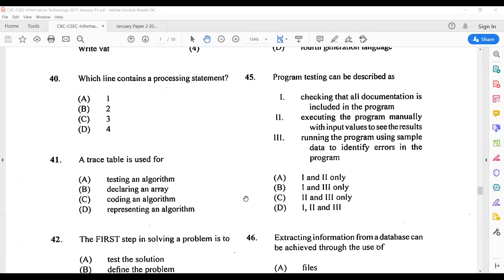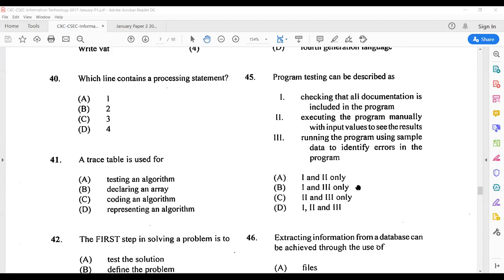Program testing can be described as what? So we have three options. Checking that all documentation is included in the program. The second one, executing the program manually with input values to see the results. And then the third option, running the program using simple data to identify errors in the program. So program testing is described as what? Easy answer. Checking that all documentation is included in the program is not really a part of program testing, right? The documentation, what they're speaking about here, is ensuring you have your comments and all these things. That's the program documentation itself.